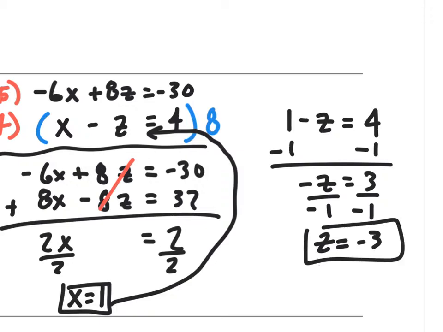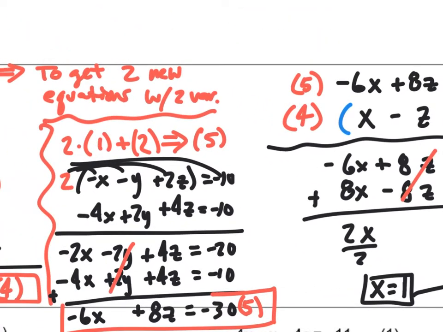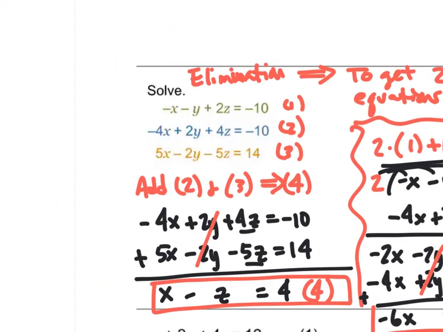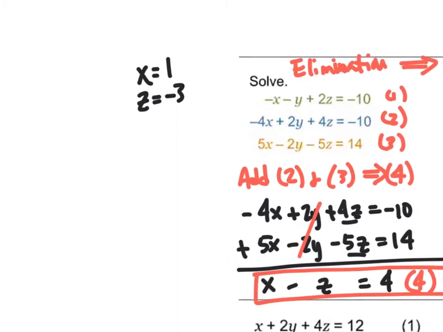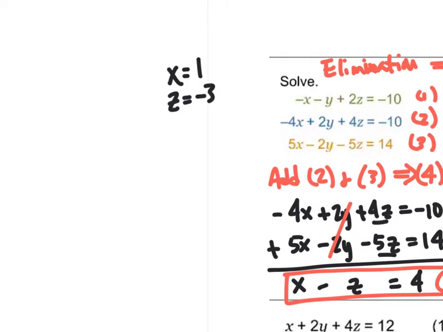Okay, so x is equal to 1, z is equal to negative 3, and what I want to do is go back and plug those in up here into one of these equations and solve for y. Doesn't matter which one we choose. I'll choose the top one because that's the easiest one. Okay, what do we have? X was 1, z was negative 3, right? So let's plug those into the top. And so I'm going to get negative 1 minus y plus 2 times negative 3 is equal to negative 10.